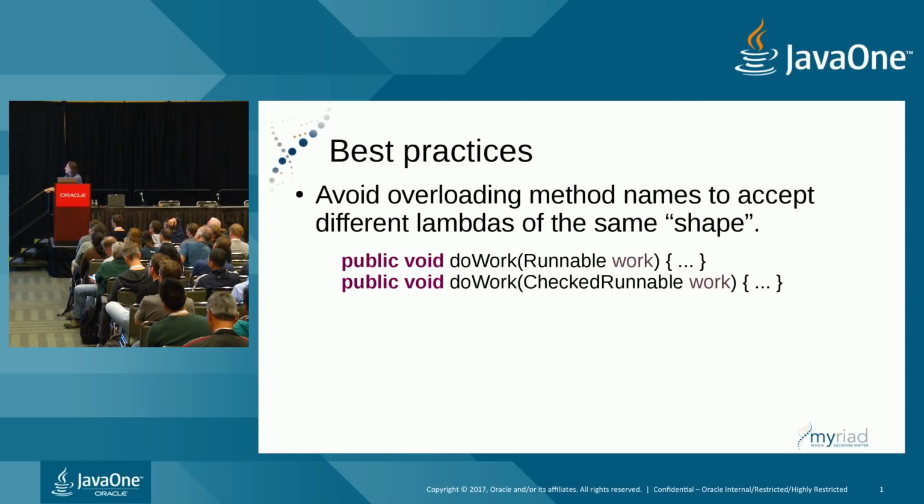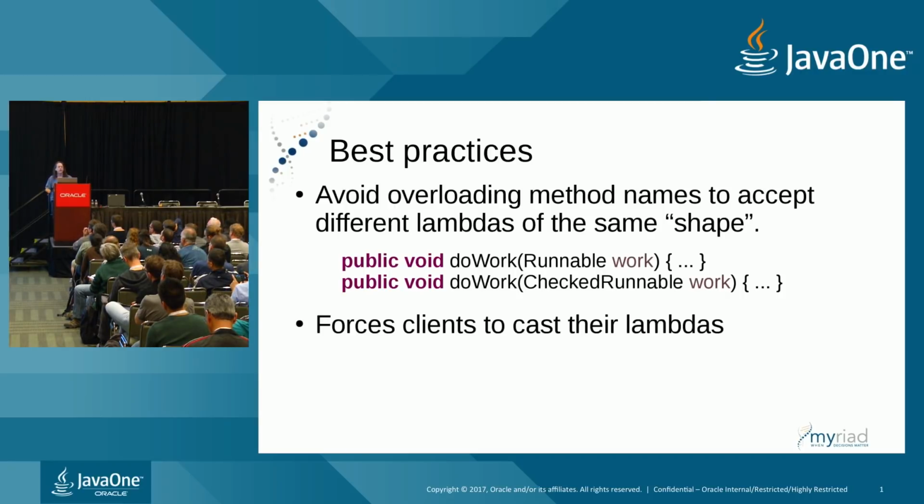And this seems like a nice thing to do, but the problem is that both these lambdas, from the compiler's point of view, have the same shape. They both take in no arguments and return no arguments. And throws clauses aren't considered, which means that if I want to pass anything into this as a lambda, the compiler is going to say it's ambiguous, and it's going to force me to instead cast my lambda expression as either a Runnable or a CheckedRunnable, which just feels ridiculous. So when you overload methods, make sure you don't overload methods in a way that you might force your callers to actually specify which kind of lambda flavor they're passing in.